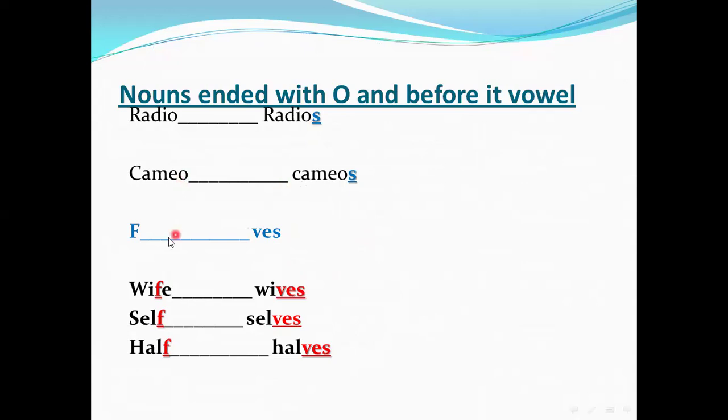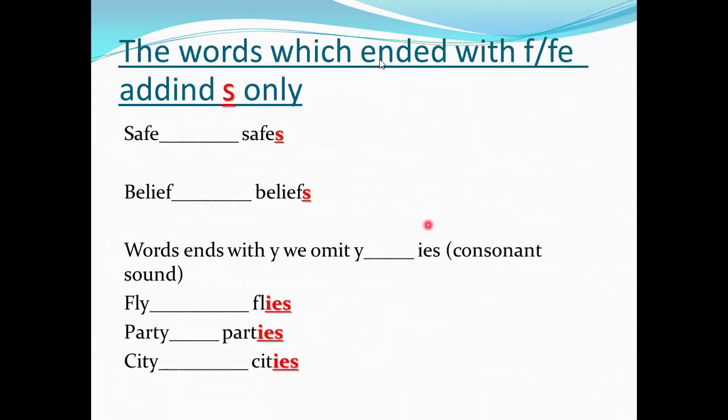We have here f, and we omit f and add ves to the plural, like what? Like wife, wives, like self, selves, like half, halves. Here we have f and fe and adding s to the noun, like safes, like beliefs. We have nouns where we omit y and add ies to the consonant, when we have a consonant sound like this. We have flies, parties, cities.